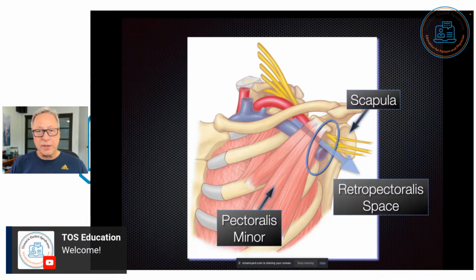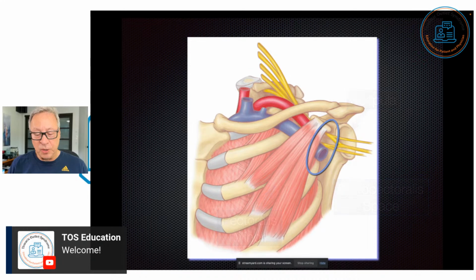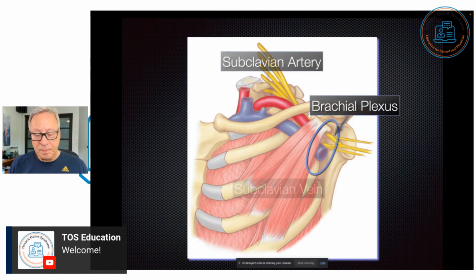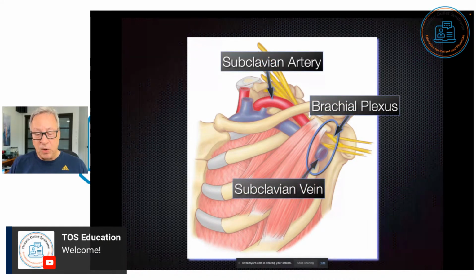Okay, so we've got the scalene triangle. We head a little bit laterally, and we get to the costoclavicular interval. Then we head a little bit more laterally. We get the retropectoralis space. And after this, we enter the shoulder or the upper arm. Okay, again, a reminder, we see all three of the vital structures coming through the retropectoralis space.